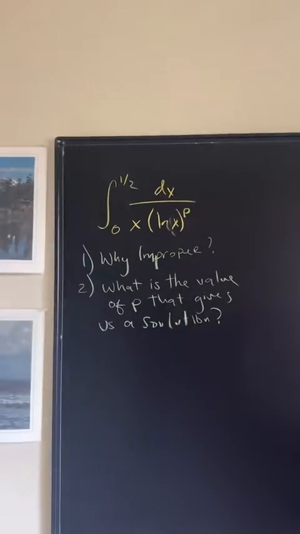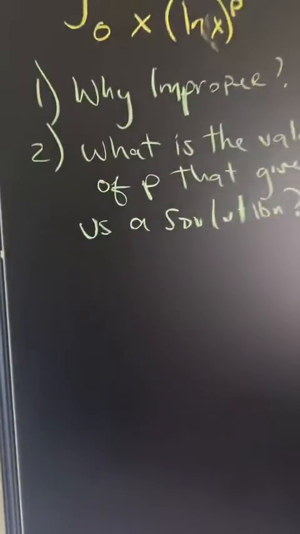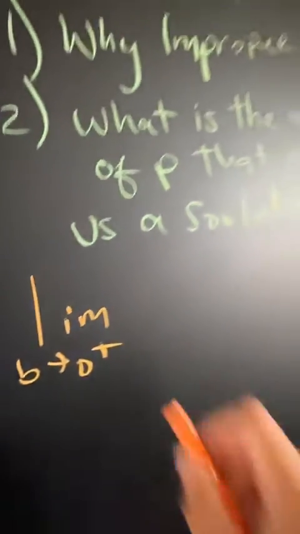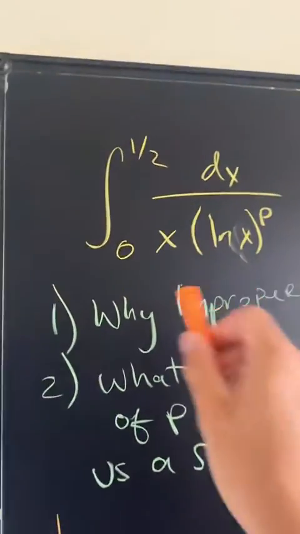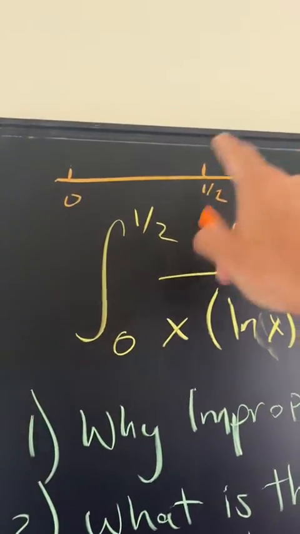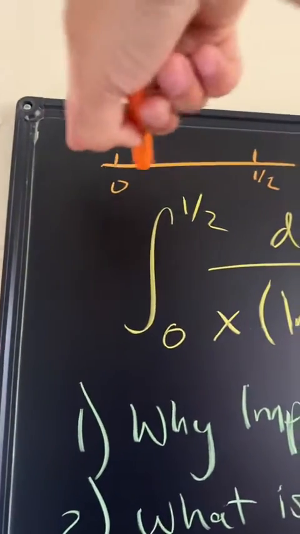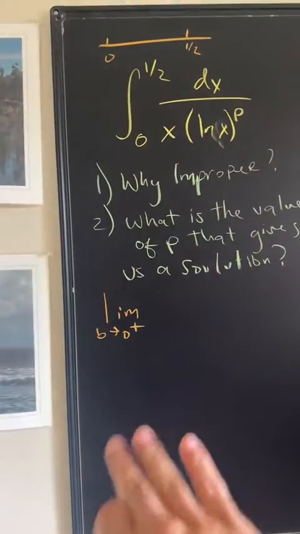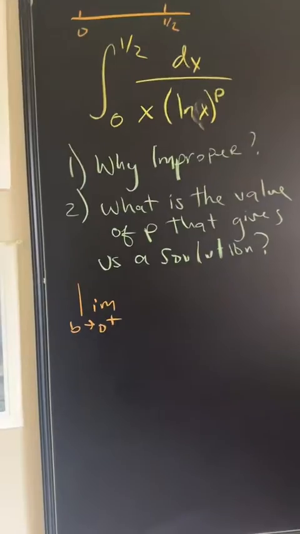So what we have to do, unfortunately, is create a limit. We're going to do the limit as b approaches 0 from the right side. The reason we're doing it from the right side is because we're going from 0 to 1/2, so we're trying to approach 0 from the right side. There's no way that we're going from the left because we're starting at 0 and going to 1/2. So that's just a formality that we like to write whenever we're dealing with improper integrals.